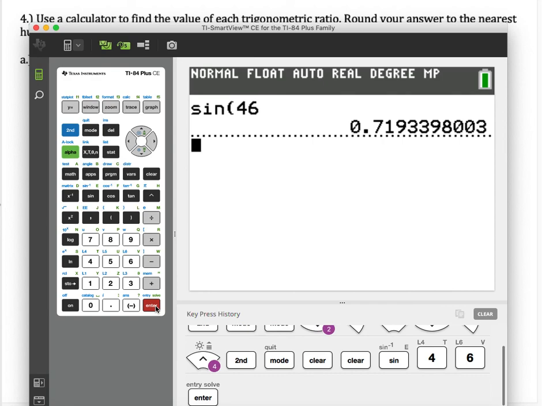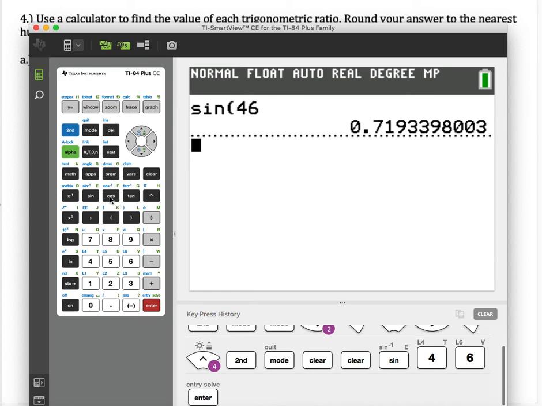All we're doing here is making sure your calculator is getting the right numbers. So you should be getting 0.719339. If you do not get that, let me know so I can help you with your calculator. And so you're going to write that down. It says to 2 decimal places, hundredths place. So we're going to write 0.72 in your note packet.